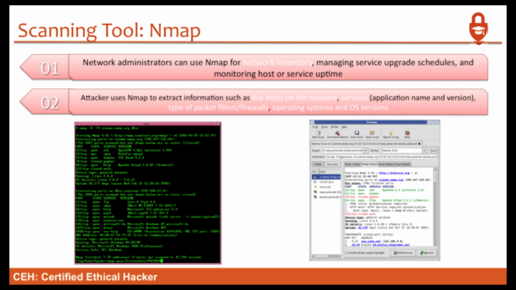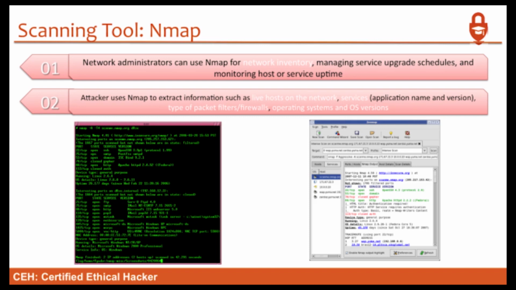Network administrators can use Nmap for network inventory, managing, searching, upgrade schedules, and monitoring host service uptime. An attacker can use Nmap to extract information such as live hosts on the network and services that are in use, for example, applications, names and versions, usernames, all kinds of stuff. Types of packet filtering firewalls, separate systems and OS versions, so you can get all kinds of information from Nmap.